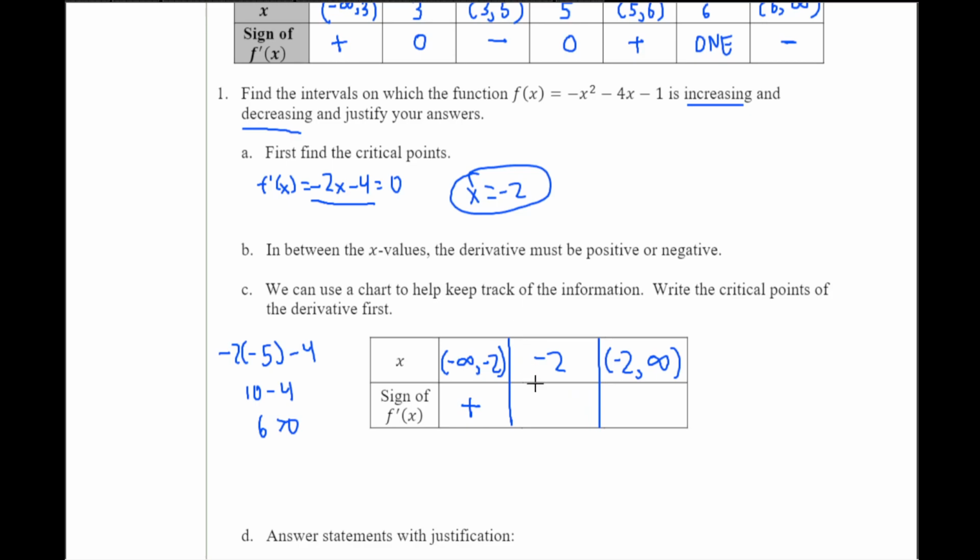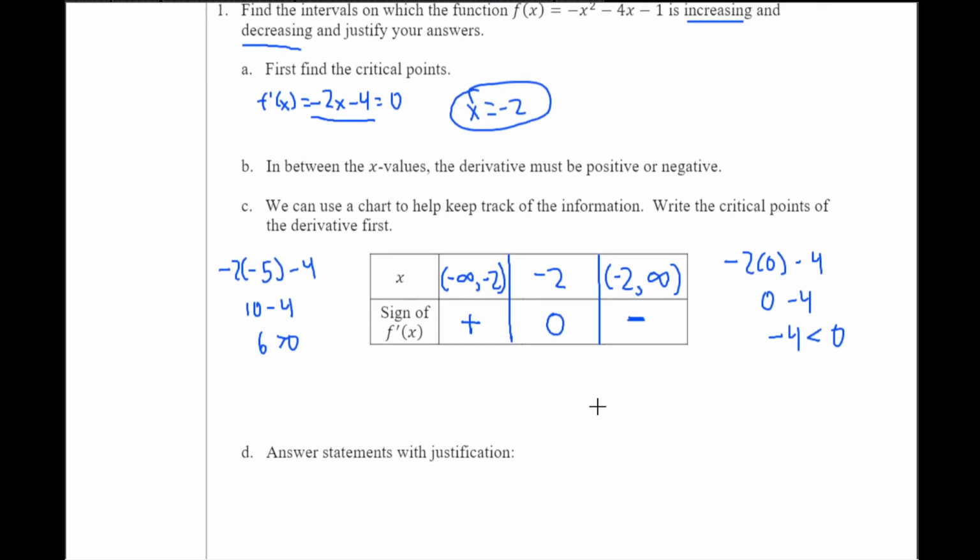Well, at negative 2, we calculated the first derivative to be 0. Now, all we do is pick a number between negative 2 and infinity. So let's say we pick 0. Negative 2 times 0 minus 4, that's 0 minus 4, which is negative 4, which is less than 0. Therefore, f prime is negative on this interval right here.